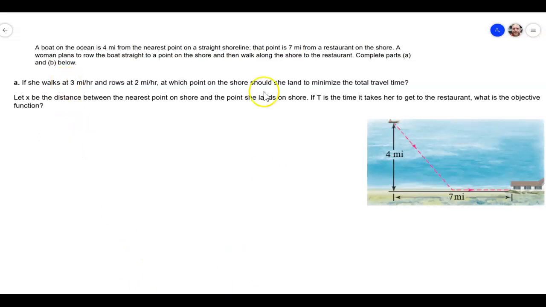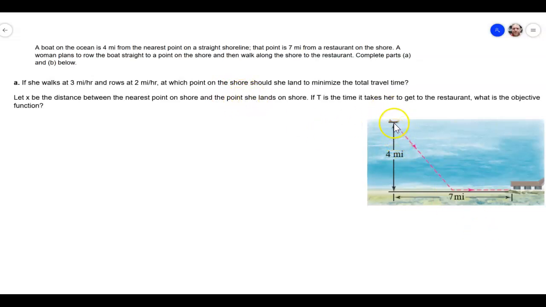So this one says a boat on the ocean is 4 miles from the nearest point on the straight shoreline, so right here. That point is 7 miles from the restaurant on the shore. A woman plans to row the boat straight to a point on the shore and then walk along the shore to the restaurant. They want you to complete parts A and B. We're going to do part A, and it says if she walks 3 miles an hour and rows at 2 miles per hour, at which point on the shore should she land to minimize the travel time?